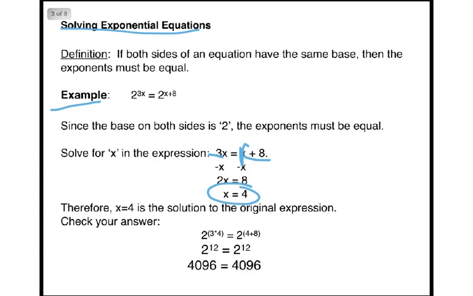Therefore, x equals 4 is a solution to the original expression. Check your answer. Plug 4 in where x was in the original. So 2 to the power of 3 times 4, which is 2 to the 12th, which is 4,096. And on the other side, 2 to the power of 4 plus 8 is 2 to the power of 12. We can already see they're equal. But multiplying it out, we see it's 4,096 equals 4,096, which is true. And therefore, x equals 4.